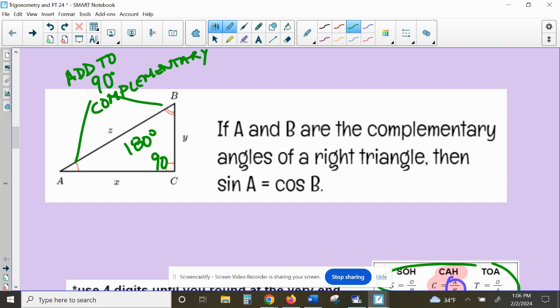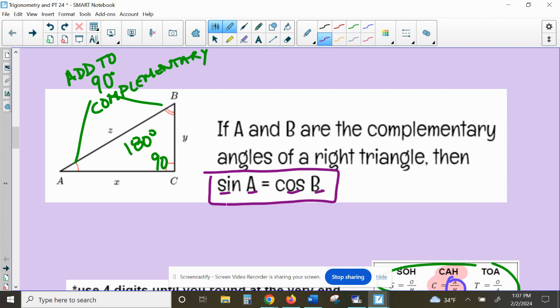Now, these guys have a special relationship. Here is the special relationship that they have. This is going to be true all the time about those two other angles. And they don't have to be called A and B. They could be called F and G. You don't even know, right? But the sine of one of them is equal to the cosine of the other one. So you see how this switches? Sine and cosine, switchy, switchy. A and B, switchy, switchy. Got it?